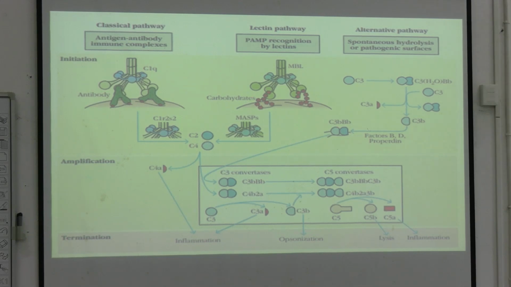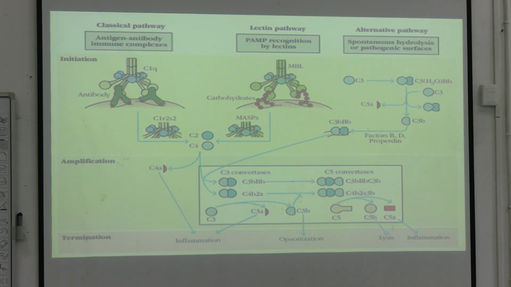Now, this complex C3b and Bb becomes the C3 convertase. You don't need to get into those details, just try to understand. In the classical pathway, the antigen-antibody reaction results in C4b2a, which is the C3 convertase. In the alternative pathway, the factors B, D and properdin will activate and form C3bBb, which becomes the C3 convertase. Now the C3 convertase will then activate C5.